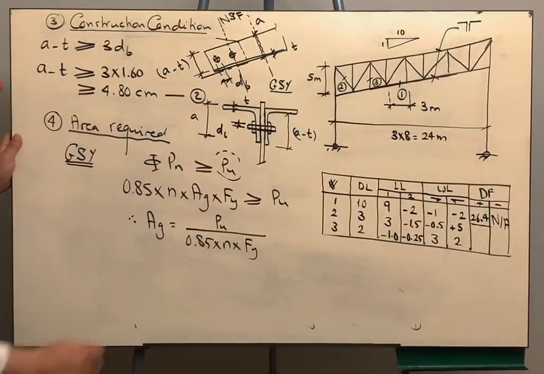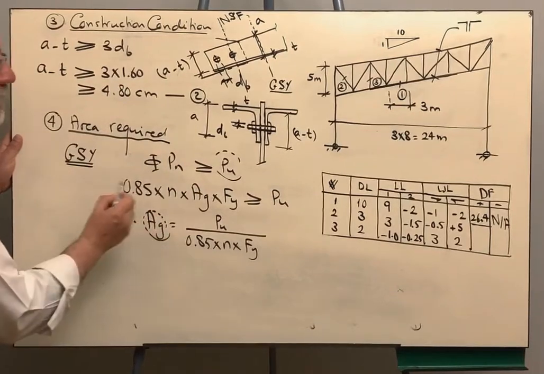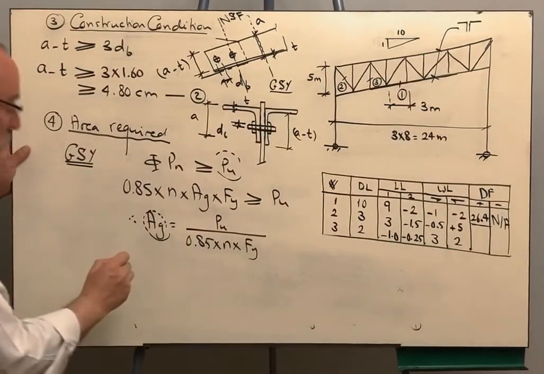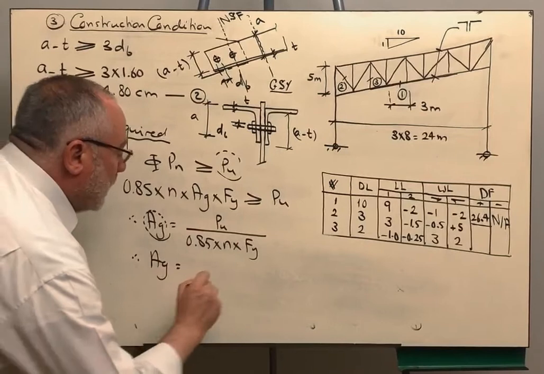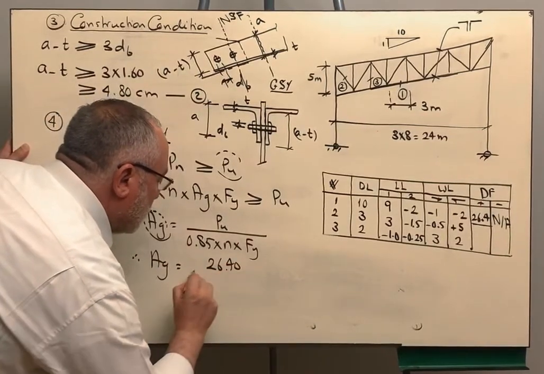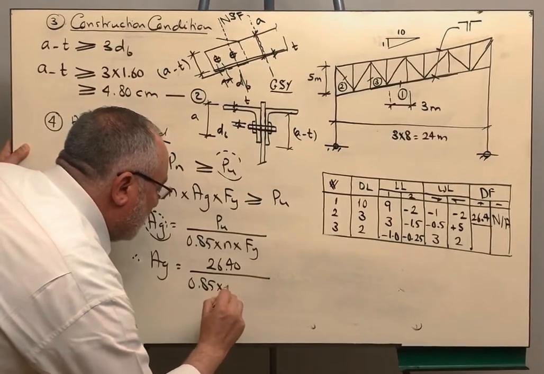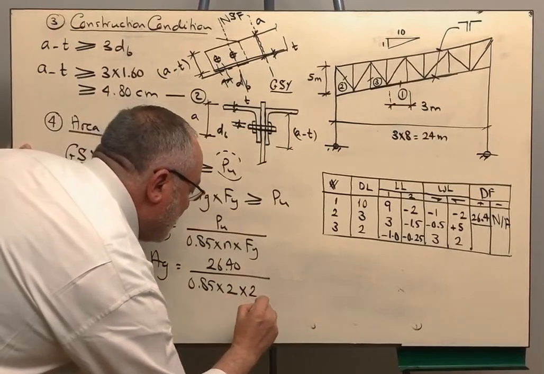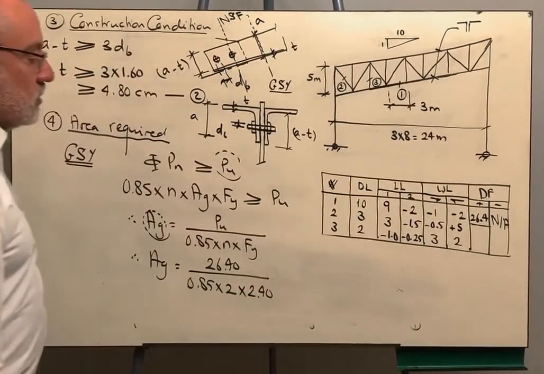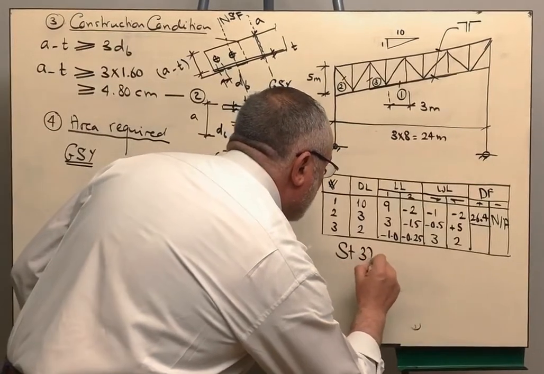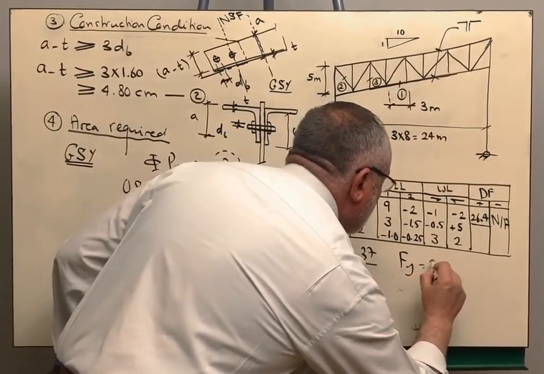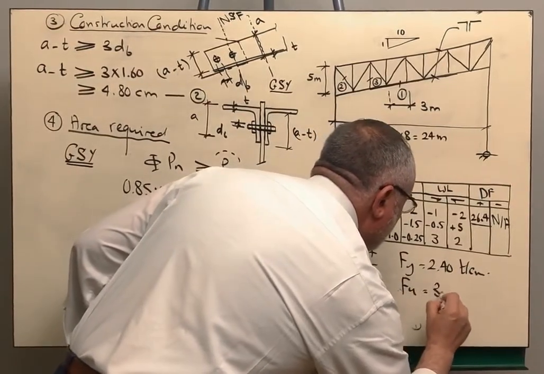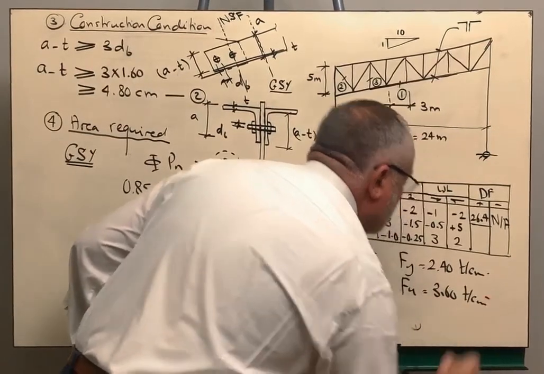Now we need to substitute. Here we are getting the area of one angle only. The section is composed of two angles as we know. So from there, the area of one angle will be the design force, which is 26.4 over 0.85 times 2, because we have two angles in the cross section, times F yield, because we are using steel 37. We are using steel 37 with F yield 2.4 ton per centimeter squared and F ultimate 3.6 ton per centimeter squared.